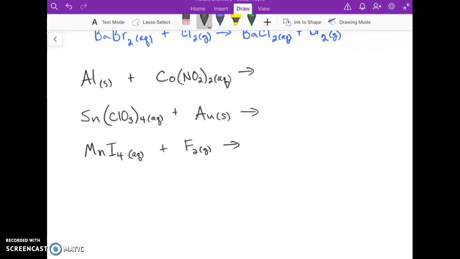Take as long as we need for everybody to come to 3 answers, and of course balance them. Do assume that all of your compounds in your products are aqueous. Your metals will be solid. We're going to assume they're solid, and your halogens will be gases if they're in the elemental form. Okay, and then, like I said, balance.